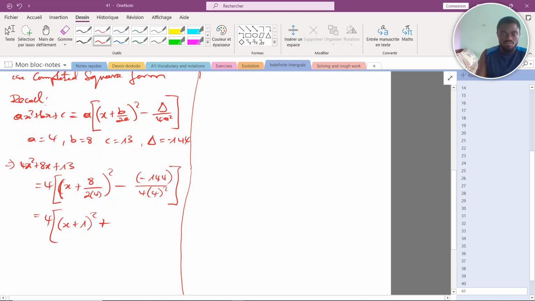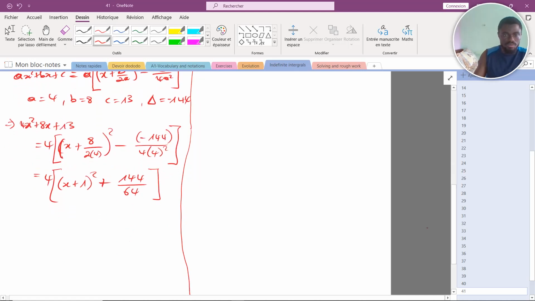we're going to have 144 over 4 times 16. 4 squared is 16, and 16 times 4 is 64. So this will give 144 over 64. Okay, this is what we'll have.